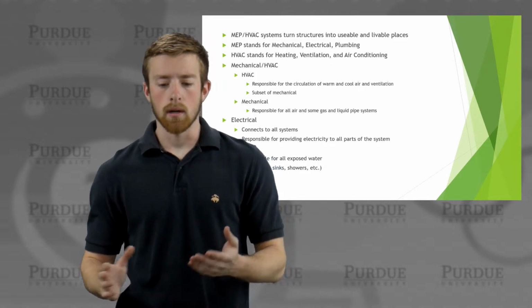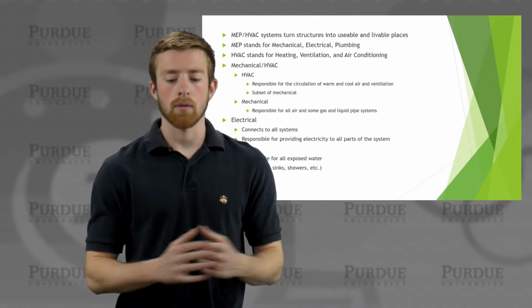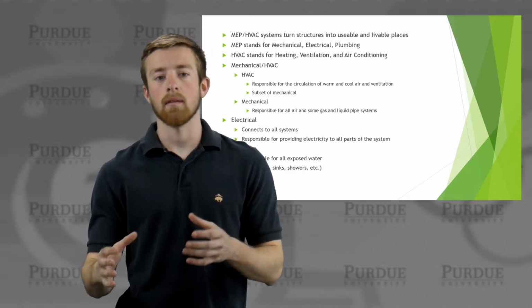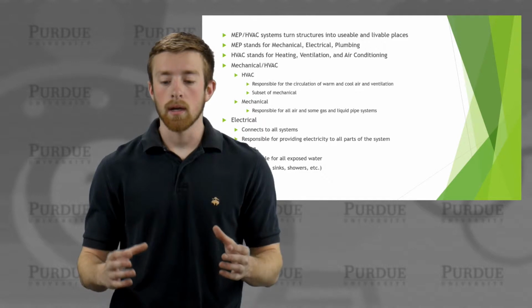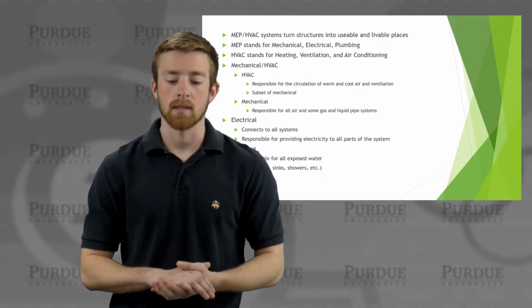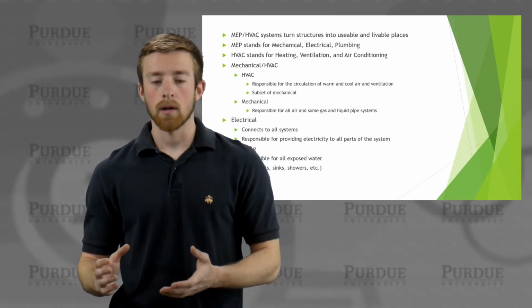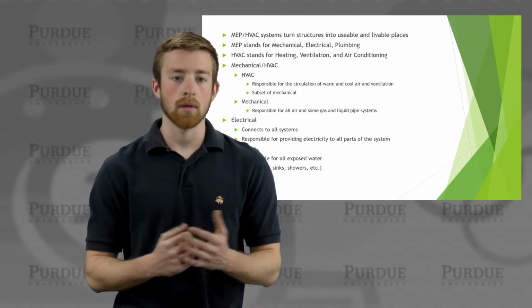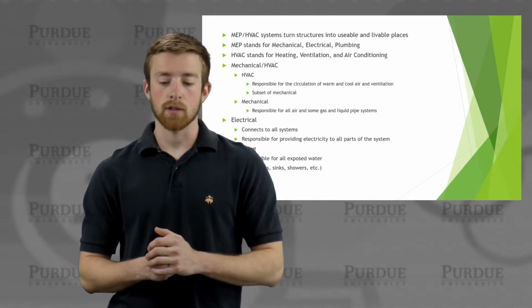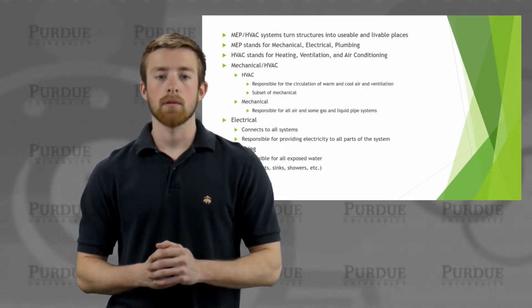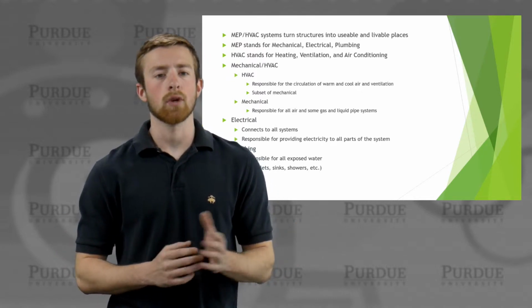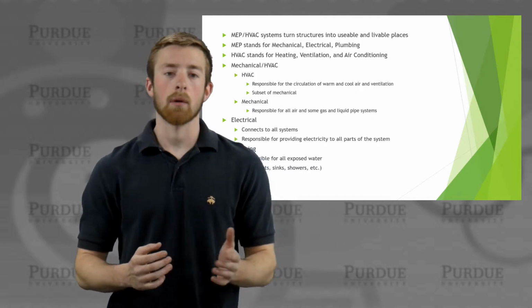HVAC is what circulates the warm and the cool air throughout the building, and it's a subset of the mechanical systems. So the mechanical systems include all the air, some gas, and liquid piping in the system. Electrical is what powers all the things in the building, and it's responsible for delivering electricity throughout the building. Plumbing is responsible for all exposed water, which means toilets, sinks, showers, and bathtubs.